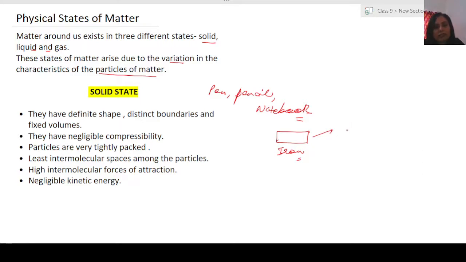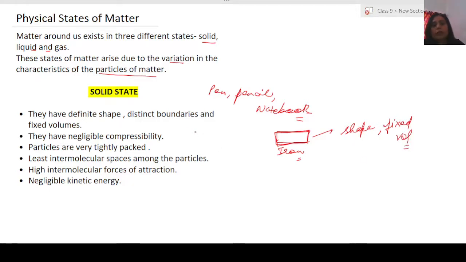You can say that yes, it has a definite shape. The shape is defined because it has proper boundaries. The boundaries are clear-cut here in the example. In any example of a solid, there is a clear-cut boundary which gives it a proper shape, or you can say a distinct boundary. And they have a fixed volume, that is, their volume is fixed.